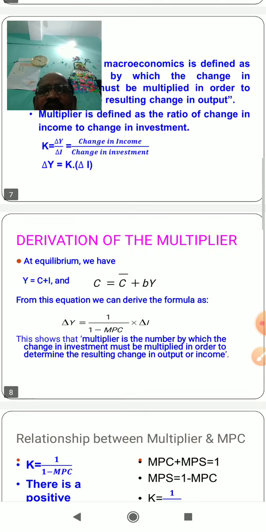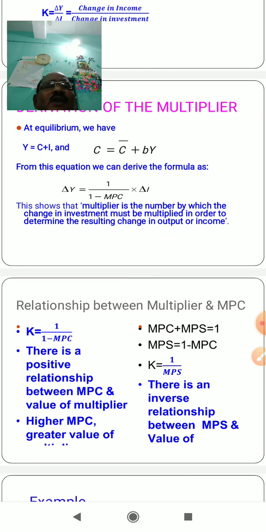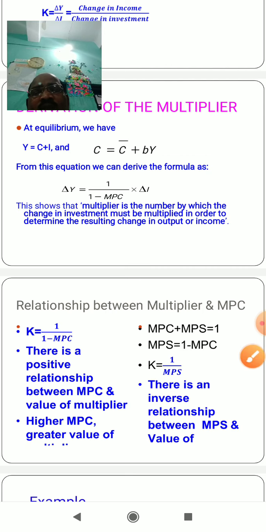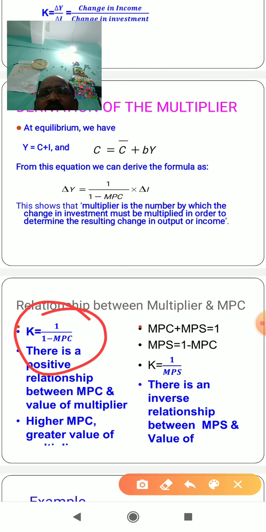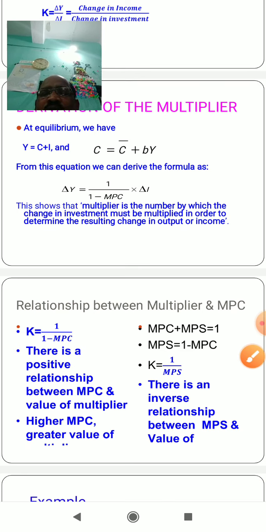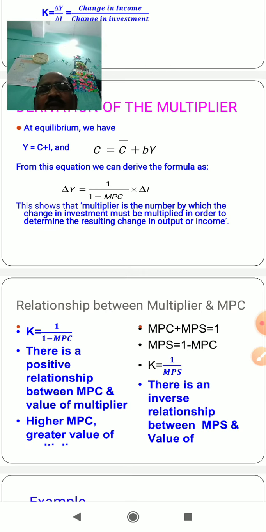Then coming to the relationship between the multiplier and marginal propensity to consume and marginal propensity to save. First, you know the multiplier K is equal to 1 by 1 minus MPC. There is a positive relationship between marginal propensity to consume and the value of the multiplier. The higher the MPC, the greater the value of the multiplier; the lower the MPC, the lower the value of the multiplier.